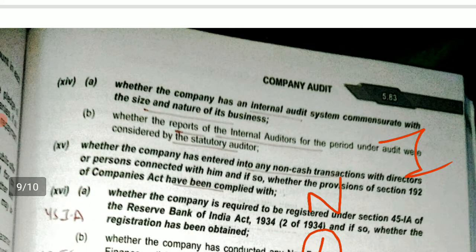Then clause number 14 talks about internal audit. So whether the company has an internal audit system commensurate with the size and nature of the business, and whether the reports of internal auditors for the period under audit were considered by the statutory auditor.